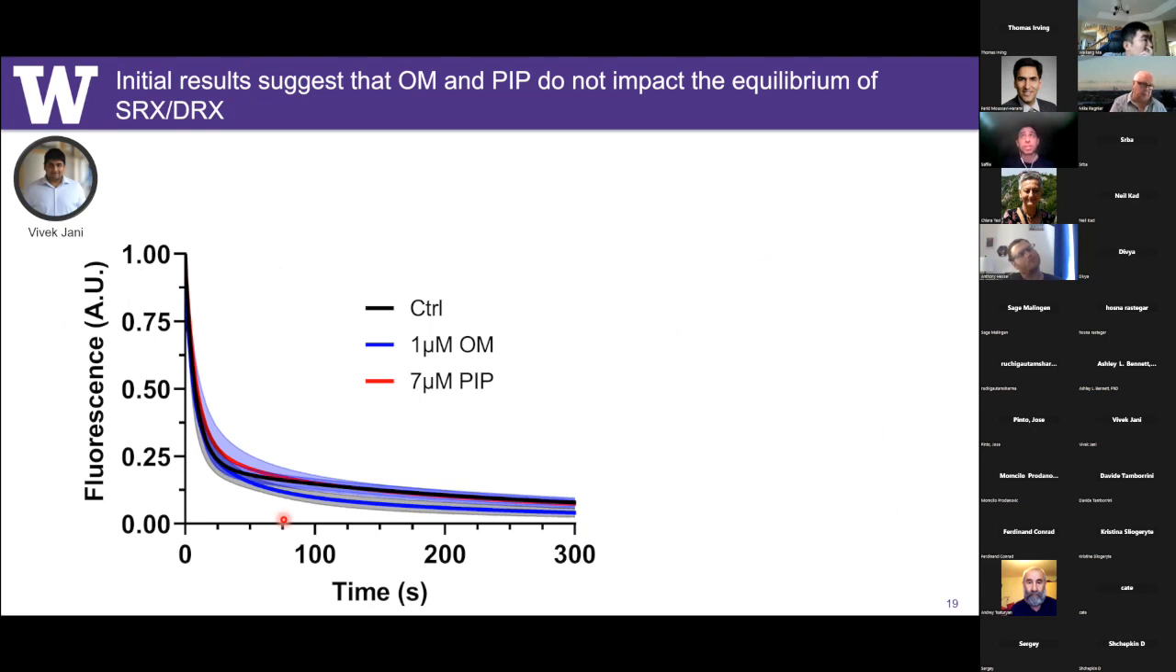And so to conduct these single nucleotide turnover experiments to assess how OM and heparin impact the SRX-DRX equilibrium, we worked with our collaborator, Vivek, from Johns Hopkins. Vivek has constructed his own single myocyte turnover rig, which allows him to measure the fluorescent turnover of mant-ATP in a loaded cardiomyocyte for an observation period of approximately 1,000 seconds.